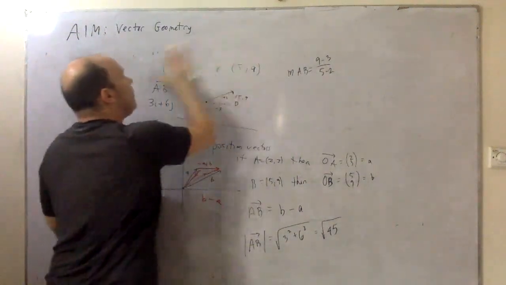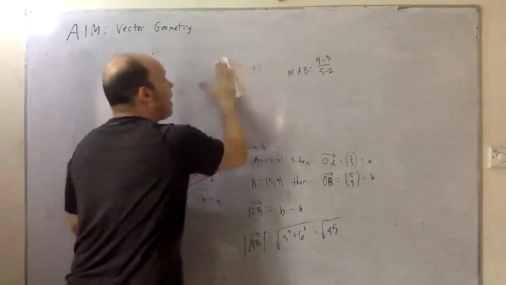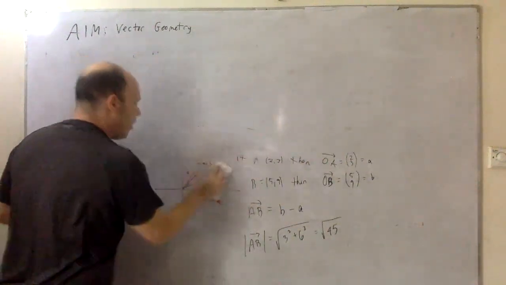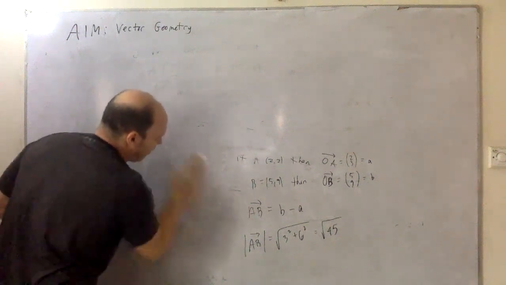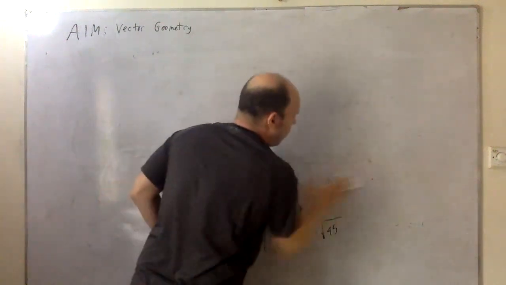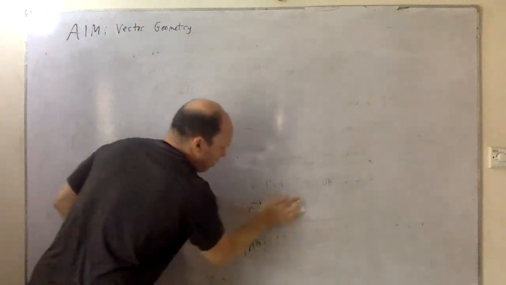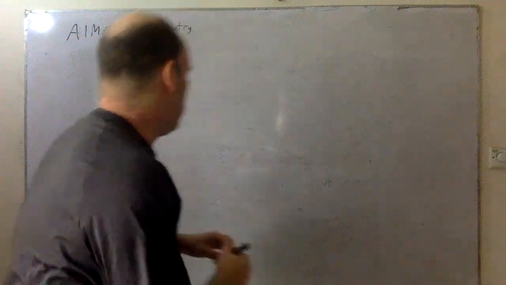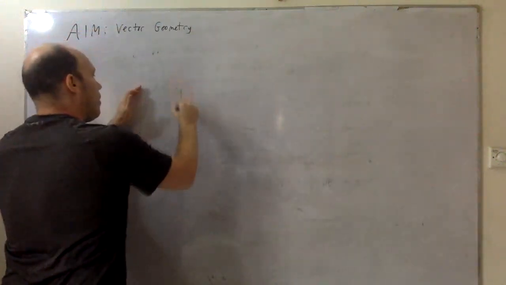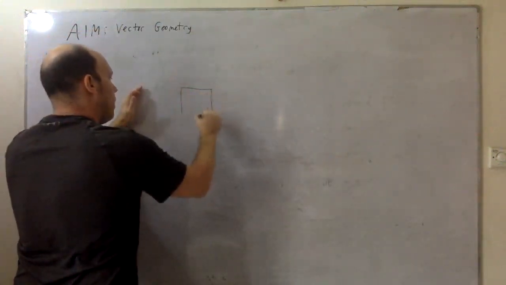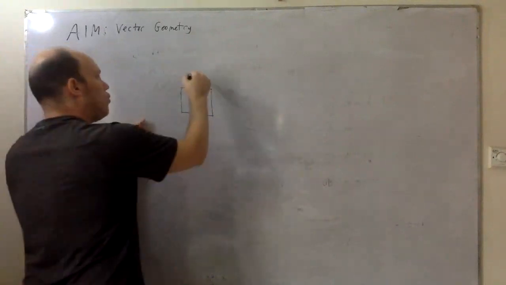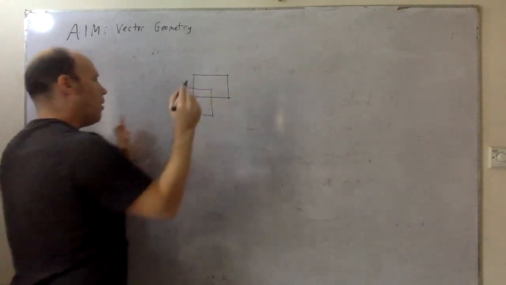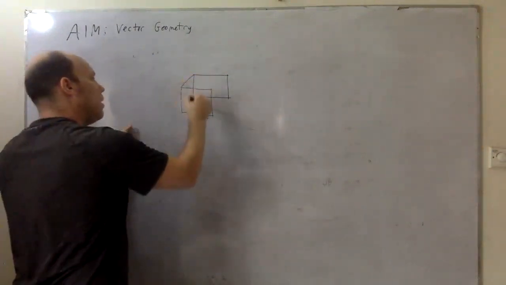Let's look at G. Okay, G is fun. I like G because this takes us to the next level. This is 3-dimensional thinking. So let me erase this. What I'd like you to do is draw a square here. Then draw another square here. Then connect the sides.